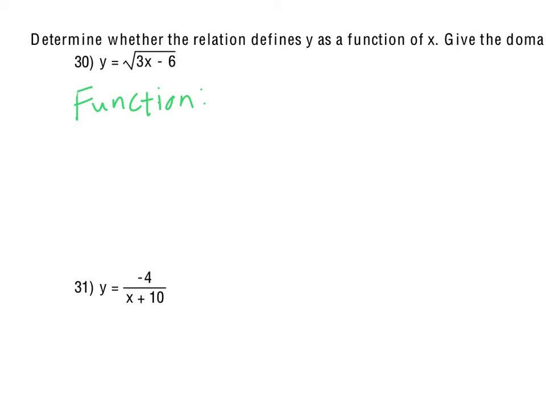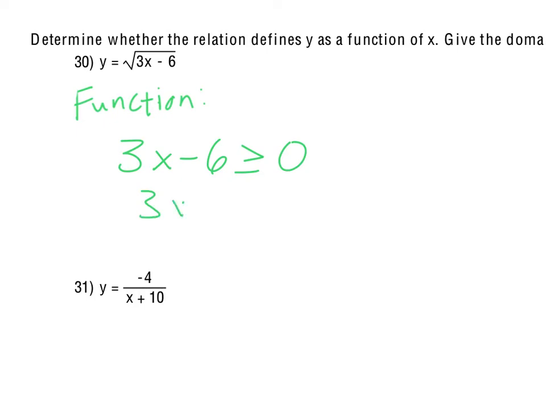Again, the domain is all the values from the set of real numbers that you can plug in for x, for which you get a real number output for y. The issue there is when we square root something, if we square root a negative, we get a non-real answer. And so we can only square root non-negative answers. So really that 3x minus 6, the part that's getting square rooted, has to be greater than or equal to 0 in order to give us a real number output.